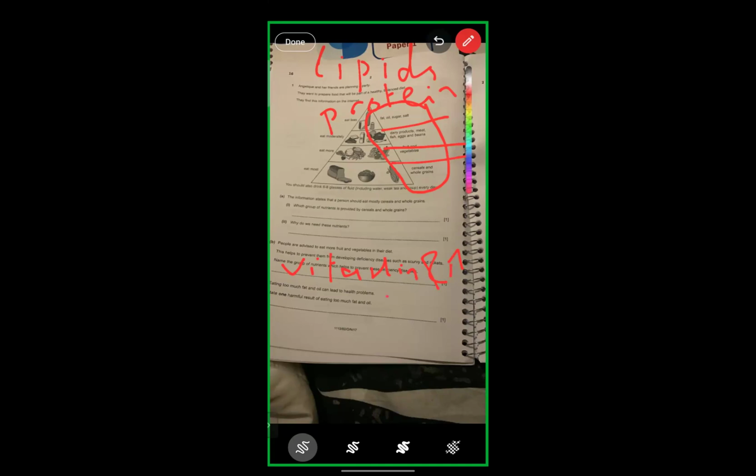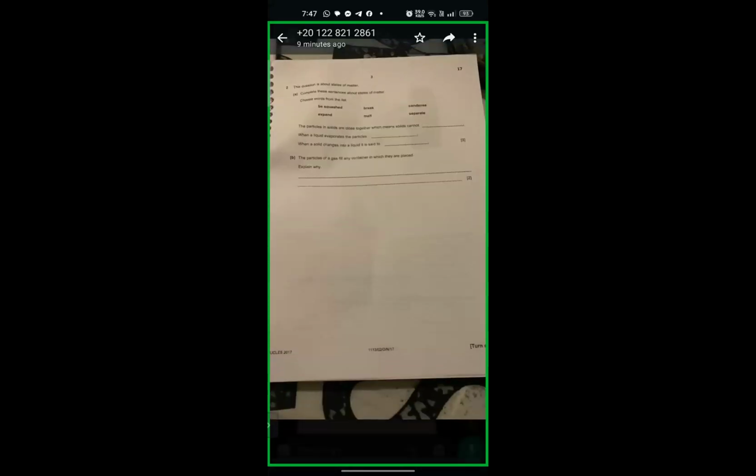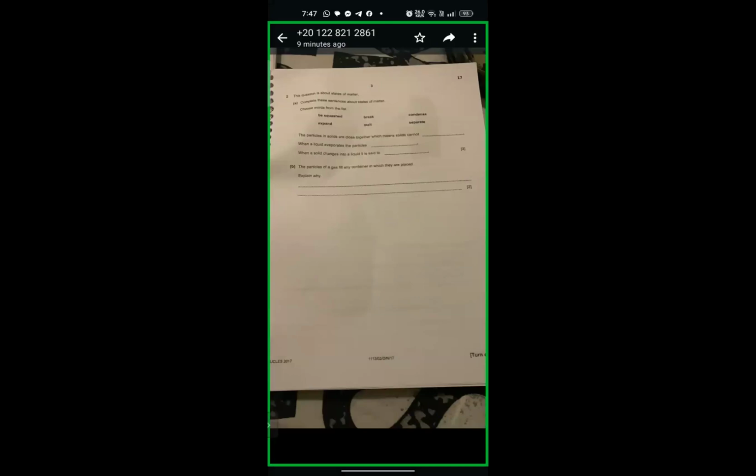If you're done, go to question C. Eating too much fat and oil can lead to health problems. State one harmful result of eating too much fat and oil. You can become fat. Okay, and what is a more sensible thing? Increase the cholesterol in the blood. More scientific, yeah? Increase what? The cholesterol levels in the blood. How do I write that? Cholesterol?